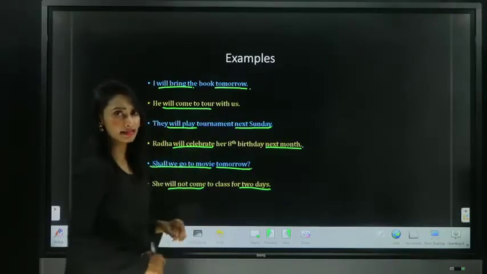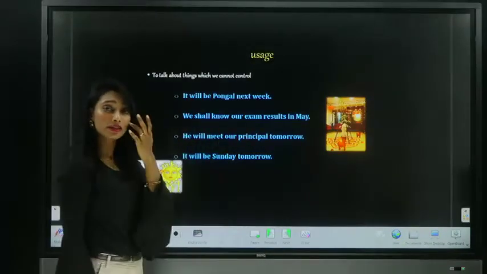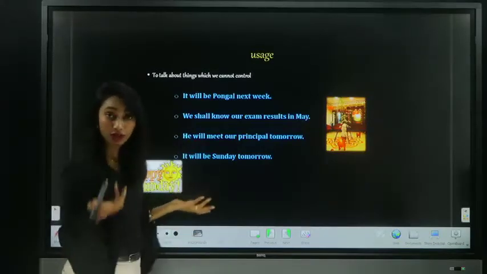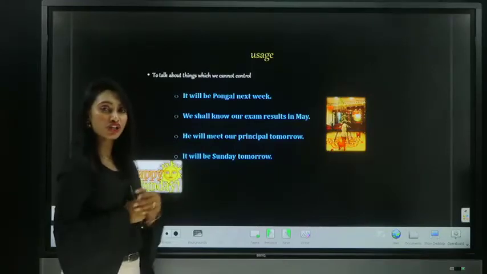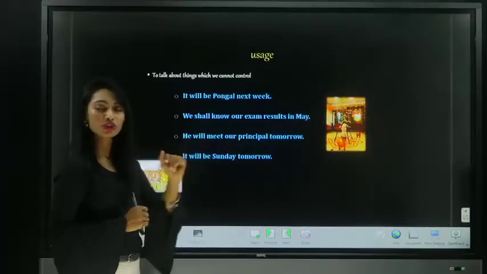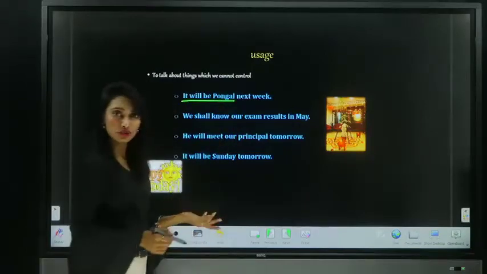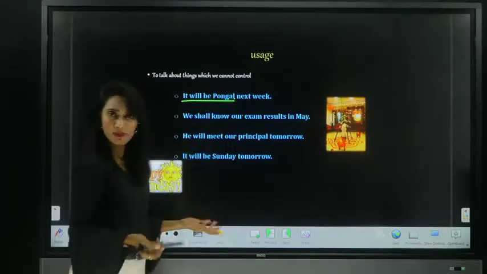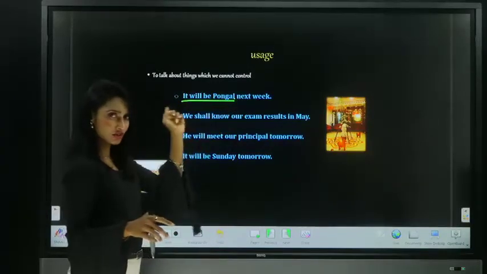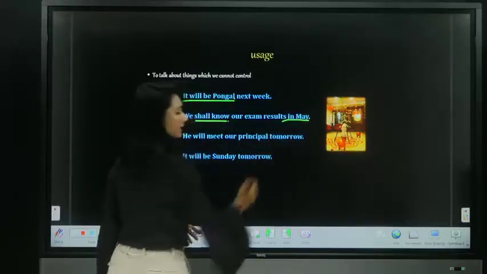The first usage: simple future tense is used to represent or denote an action which we cannot control, which is not in our hands to control. Such uncontrollable actions for the future should be denoted in simple future only. For example, it will be Pongal next week. You cannot change that. You cannot control that. Next week is a time indicator. It's a simple future. We shall know our exam results in May.